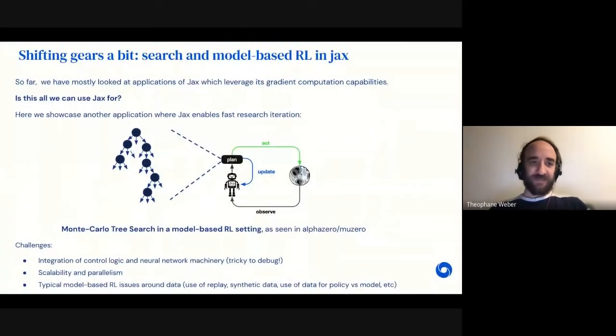Next. Okay, so here we're shifting gears a little bit. So far we have looked at applications of JAX which crucially leverage its gradient computation capabilities. And you may ask, is this the main use of JAX? Is this gradient-based computation the main thing that we care about? So here we showcase another application where JAX enables fast research iteration that uses gradient, but it's not the core of the compute. And it's basically Monte Carlo research in a model-based RL setting, seen in AlphaZero or MuZero.